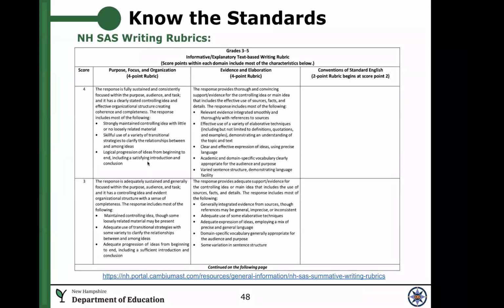Also on the New Hampshire SAS portal, in that resource area, you have writing rubrics. So anybody who teaches writing, there are rubrics. There's grades 3 through 5, informative rubrics, and then there's also opinion writing rubrics. And then there's the same thing for grades 6 through 8. They have the explanatory and opinion writing rubrics as well.